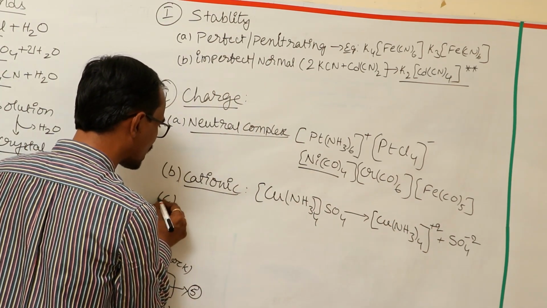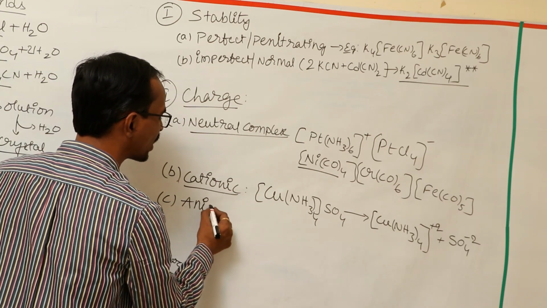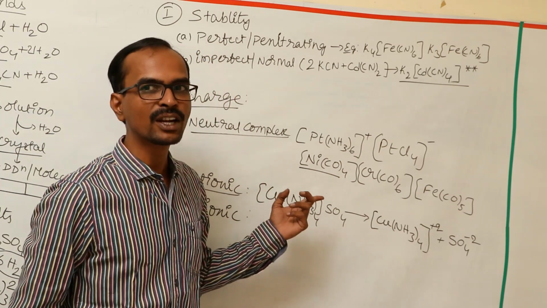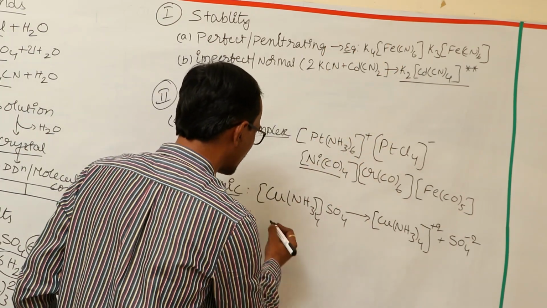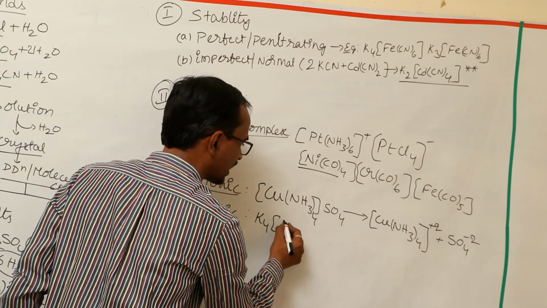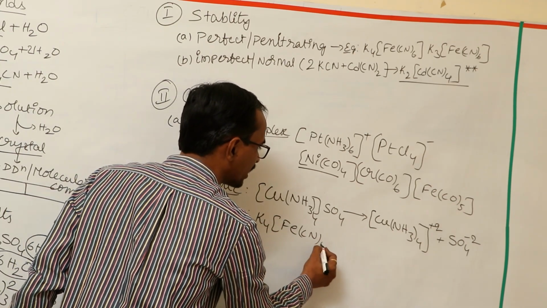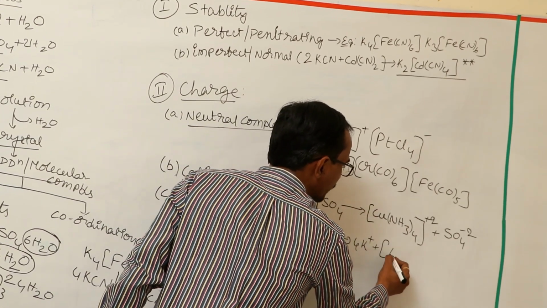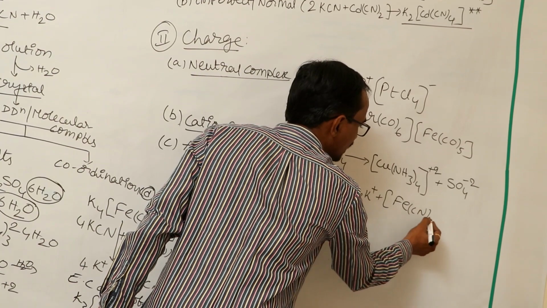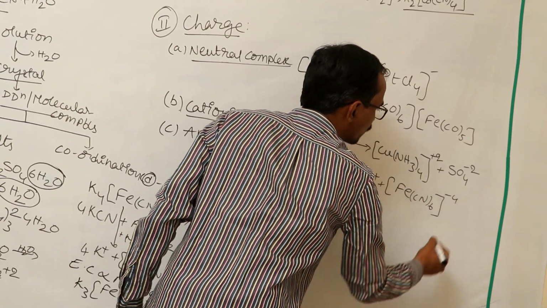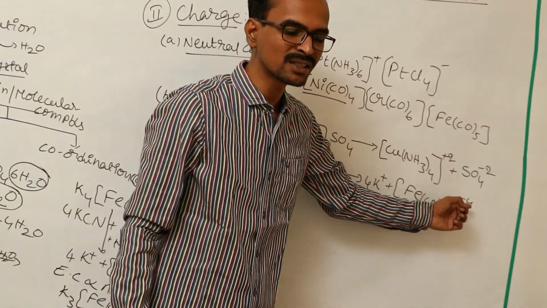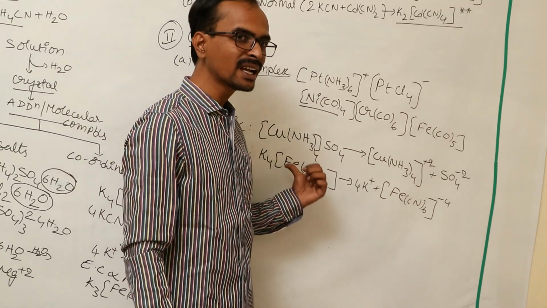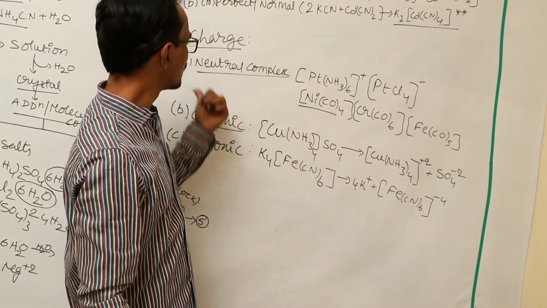And the third kind of complexes we have are the anionic complexes. That means here the complex carries a negative charge. The best example, from the beginning we are discussing, K4[Fe(CN)6]. When it is dissolved in water, what happens? You will get 4 potassium ions and [Fe(CN)6] carrying 4 units of negative charge. So this is called an anionic complex. So this is the second kind of classification based on the charges.